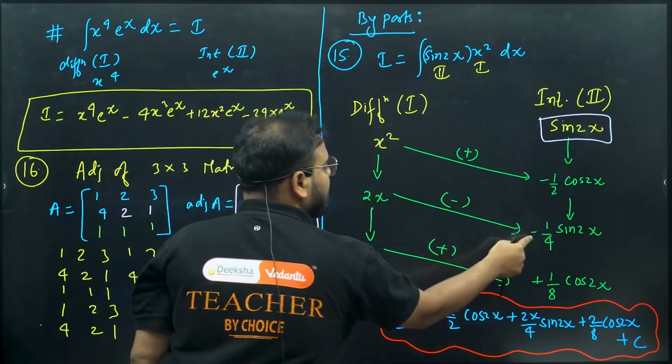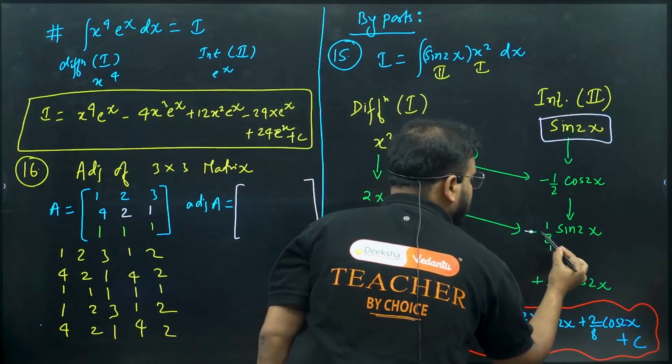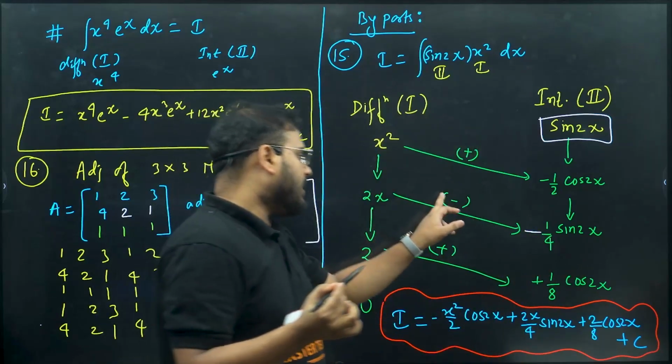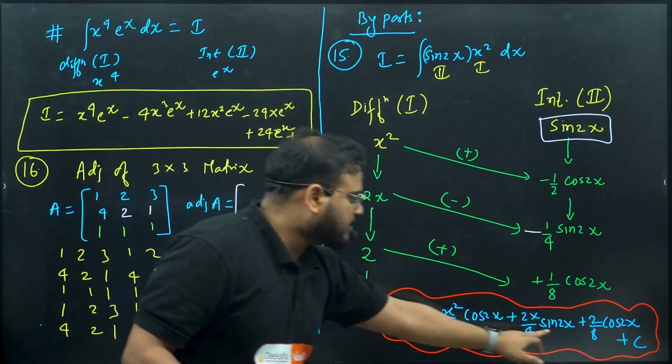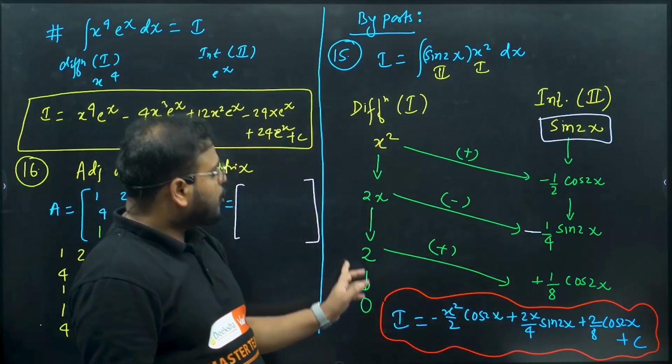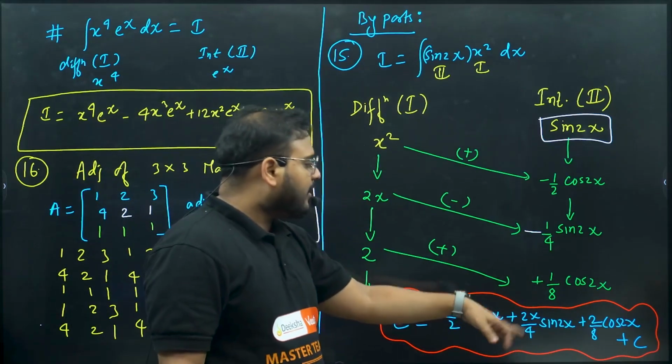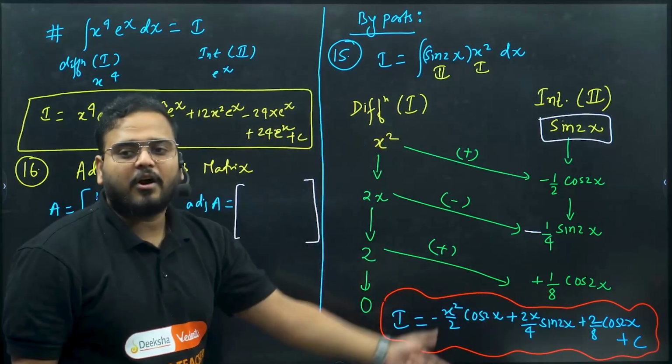No? So minus of this minus sign. There's two minus signs. Please check, there's a minus over here, there's a minus over here. So minus into minus becomes plus. So we have plus 2x by 4 sin 2x. Next is what here? 2 into plus. So 2 by 8 cos 2x. And last is, of course, plus c.